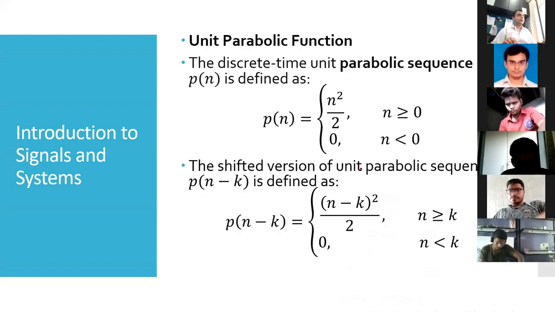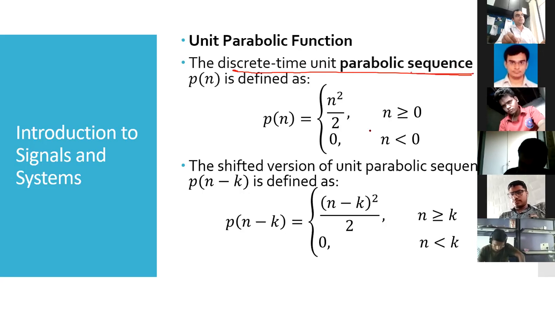Fine. This is the discrete time version. Don't write this one. Don't write the lower one. Discrete time version of the unit parabolic function. So the discrete time unit parabolic sequence P of n is defined as P of n is equal to n square by 2 for n greater than or equal to 0, and it is 0 for n less than 0.